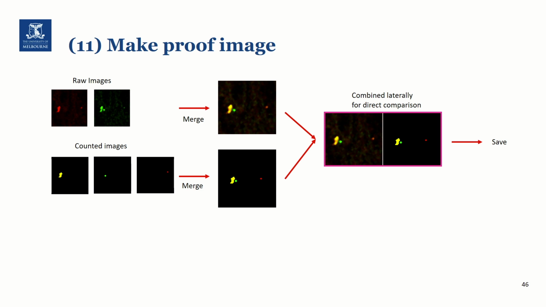Then, as a last thing, we can now make a proof image. In this example, we will combine two images literally. One is the raw fluorescence image, and another is the ROI drawings which we have created during the if-else statements.